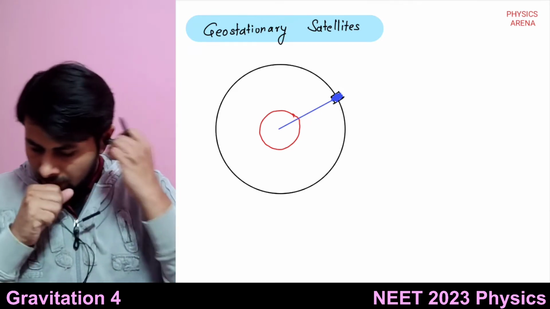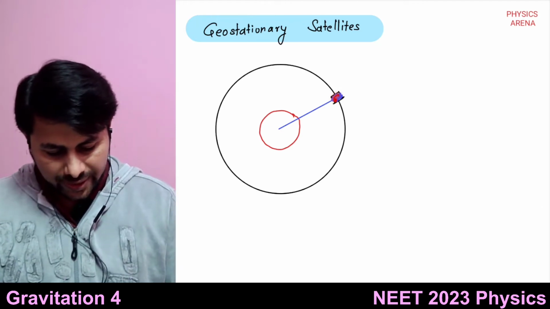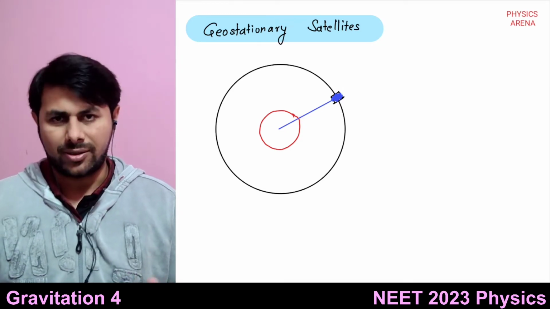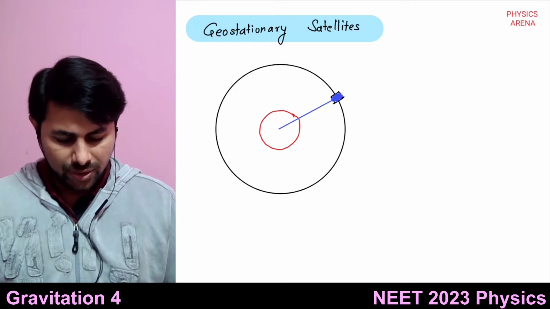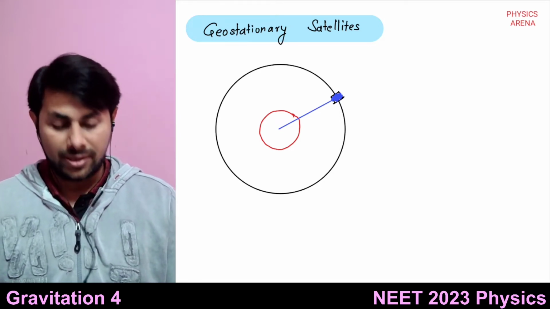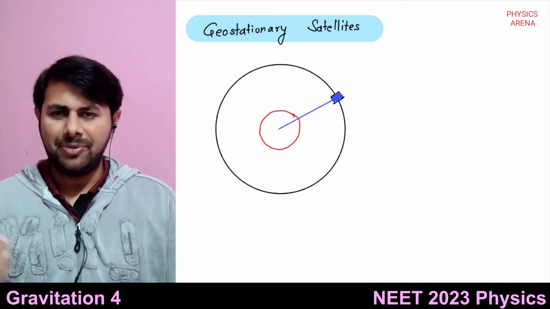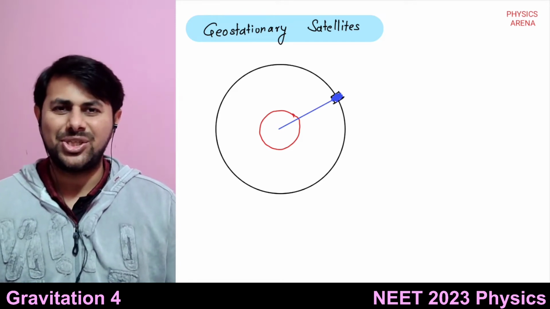So the satellite revolves in such a way that it remains fixed with respect to the Earth, and that's why it is known as a geostationary satellite. So now, which thing must be true such that the satellite is geostationary? Okay. So let me ask it in this way: how much should be the time period of a geostationary satellite?